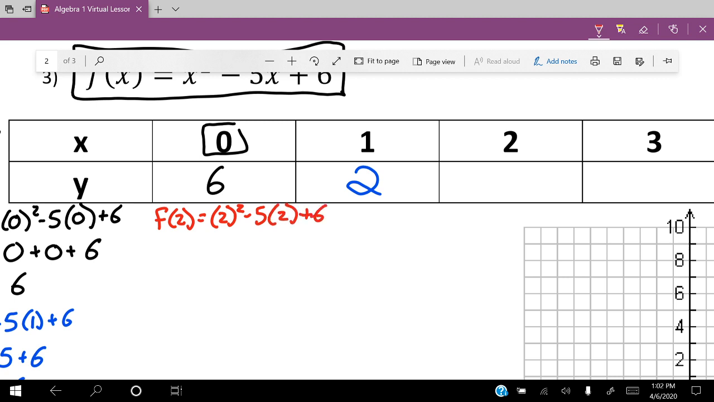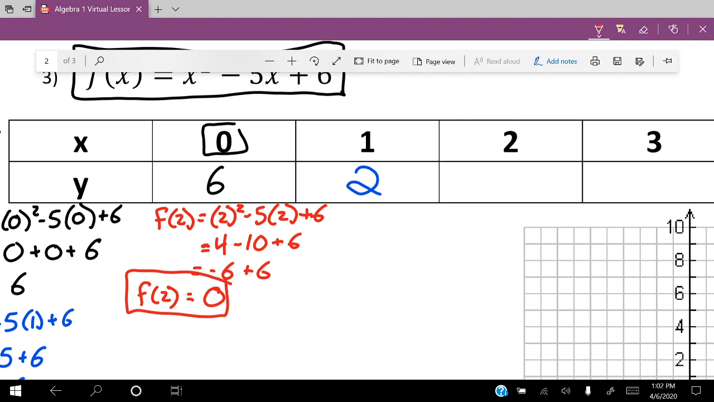2 squared is simply 4. Negative 5 times 2 is negative 10. 6 gets carried down. 4 minus 10 is negative 6. Negative 6 plus 6 is 0. Now this is actually what I'm looking for. When I get the function to equal 0, I know that this number that I plugged in, 2, is part of my root. So when x is 2, y is 0.